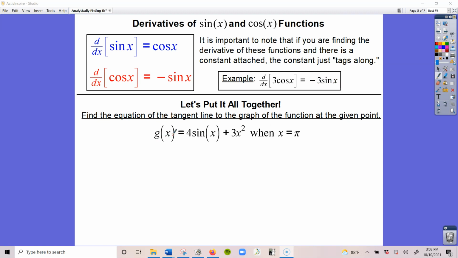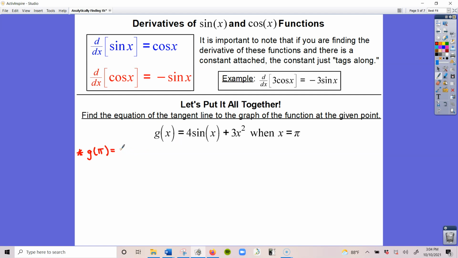So let's start putting all of this together. For this question, we're going to find the equation of the tangent line to the graph of the function at the given point. We have g of x is equal to 4 sine of x plus 3x squared when x is equal to pi. So remember, the first thing that we need when we're trying to find the equation of a tangent line is that point of tangency. So we need the g of pi.